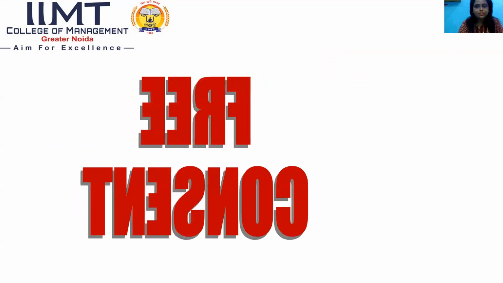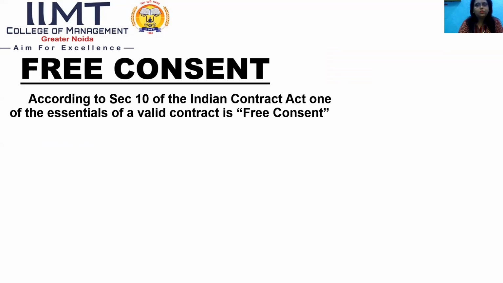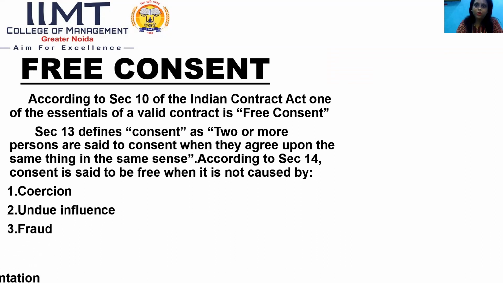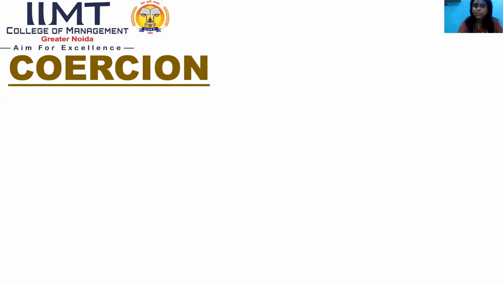Now, there is free consent. What is the meaning of free consent? According to Section 10 of the Indian Contract Act, one of the essentials of a valid contract is free consent. According to Section 13, consent is defined as: two or more persons are said to consent when they agree upon the same thing in the same sense. According to Section 14, consent is said to be free when it is not caused by coercion, undue influence, fraud, misrepresentation, or mistake.